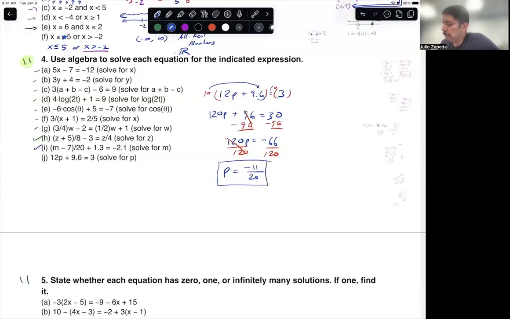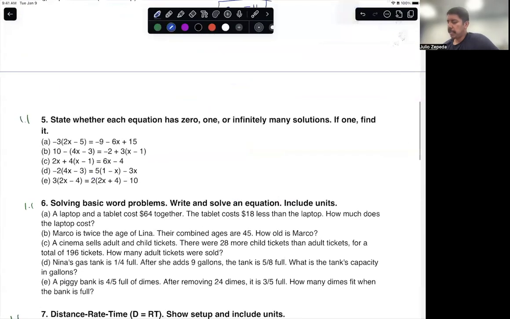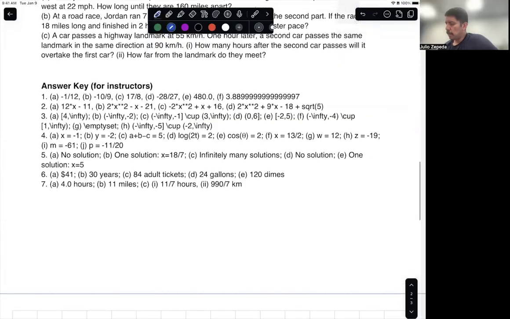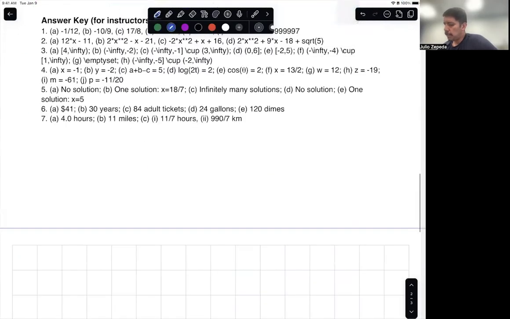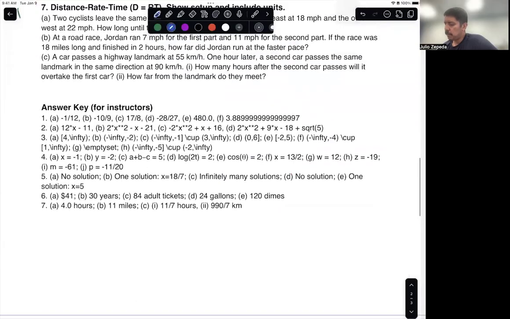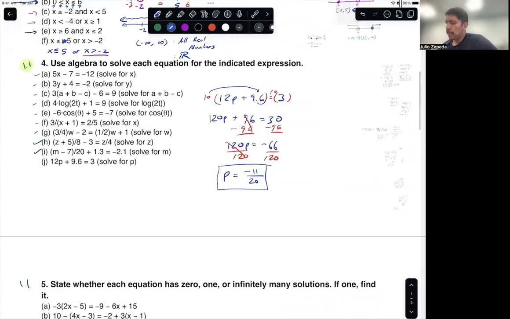And that's my answer. And I guess I could be checking. I have the answers here. Negative 11 over 20 for problem number 4J. 4J is negative 11 over 20. Yeah. Okay, very good.